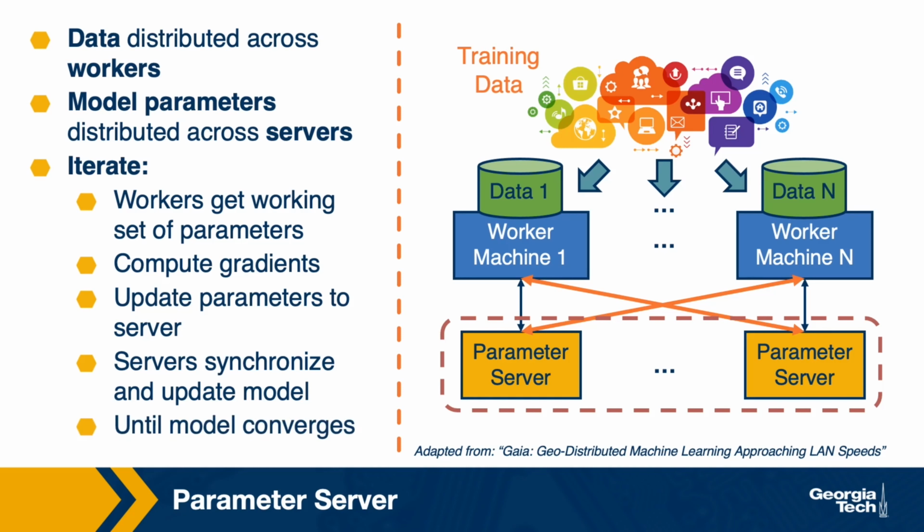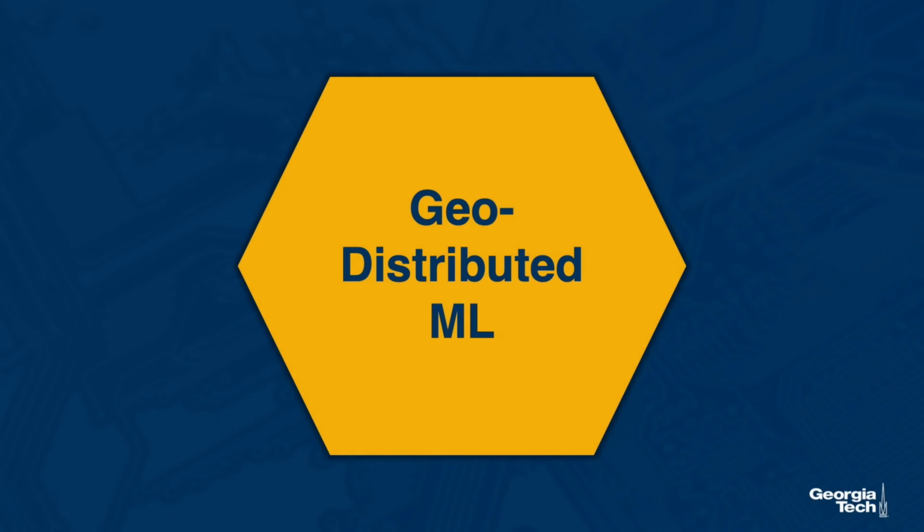And this proceeds until the model converges. By converge, we mean that the change from one iteration to the other is not very significant anymore. Now, we want to use the same type of machine learning system when performing machine learning operations across geo-distributed data sources in a geo-distributed manner.